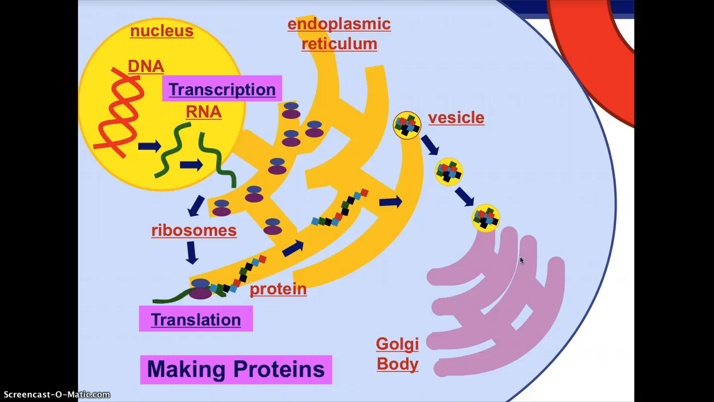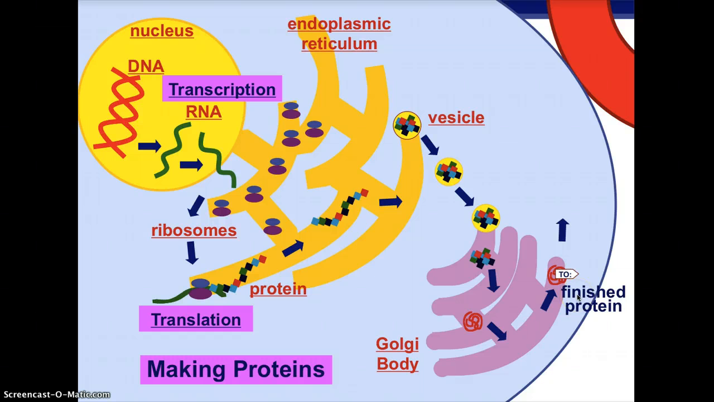And so the Golgi body is going to do even further modifications to our polypeptide, or folded polypeptide, and create our final form of our protein. And as it's modified, it's going to be finally packaged into a vesicle. So the Golgi is going to put our final protein into a vesicle.